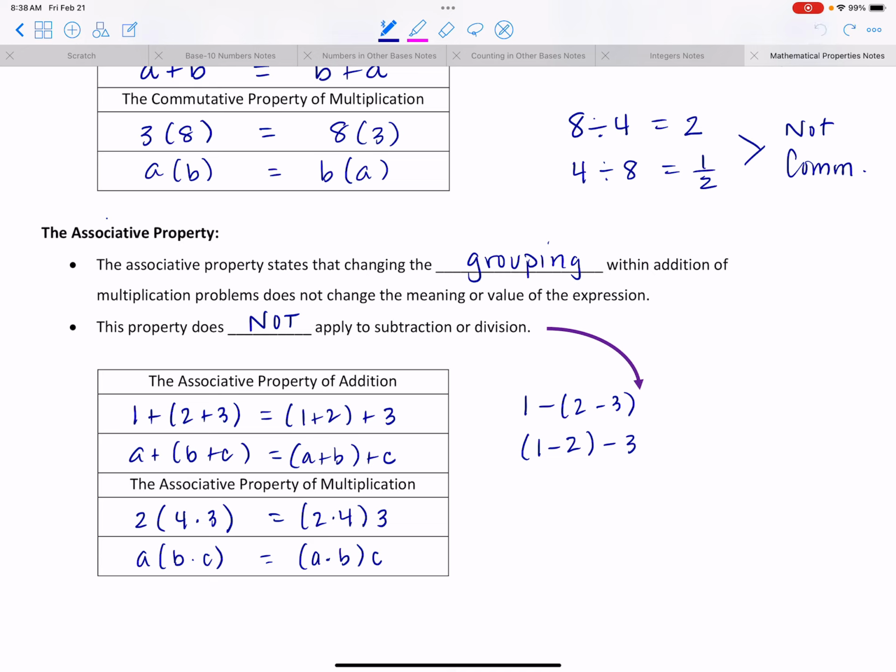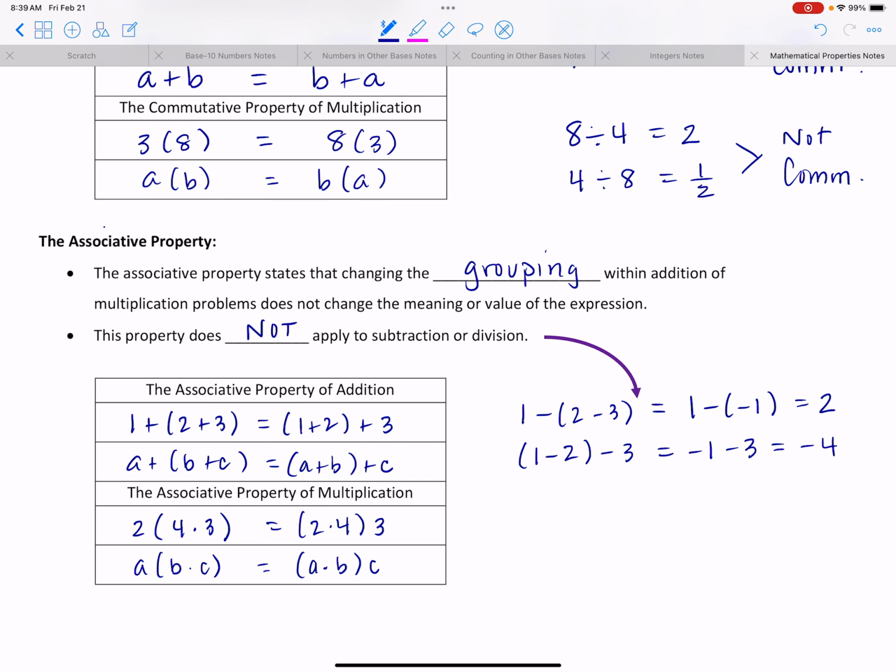Okay, so in this one, if I worked inside the group there, 2 minus 3 would be a negative 1, and then I would have 1 minus that negative 1, which is going to leave me a 2. Here, if I work inside the group, 1 minus 2 is going to give me a negative 1, and then if I subtract 3, then I end up with a negative 4. Totally different answers, again showing me that subtraction is not associative.